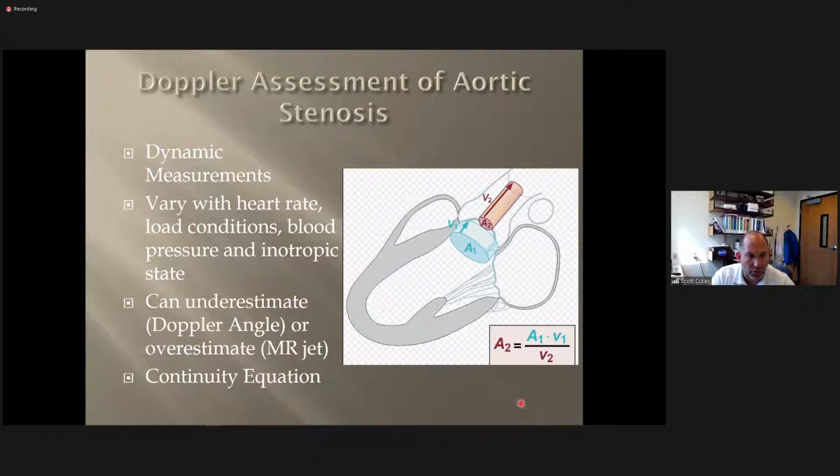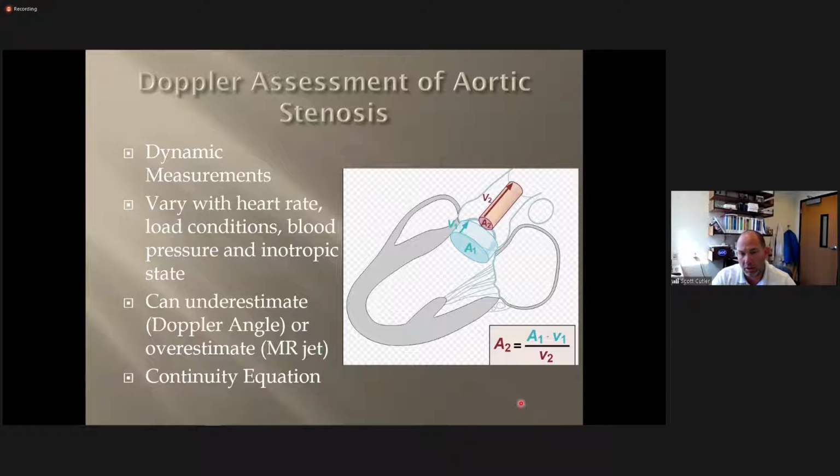Okay, so we do dynamic measurements. We're going to have variation in heart rate, load conditions, blood pressure, and inotropic state. We can underestimate or overestimate depending on what's going on, like a bad angle, or if we have an MR jet. Just note that those are pitfalls of echo. We need to make sure that we've got the best angles and best information we can.